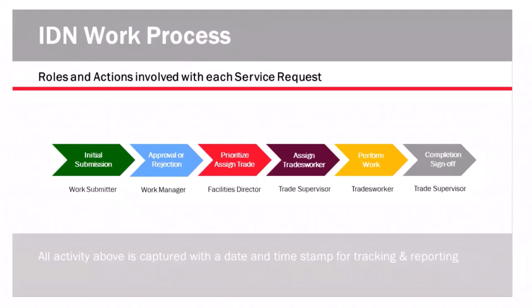So, okay, I've got a diagram here. All right, so this is the work process. You can see it's broken down into a couple of different steps with a series of different roles that are associated with each step. I'm not going to spend a lot of time on this, but basically the initial submission comes in from anybody who has the work submitter role. So this is students, and all of you are also submitters. Anybody who has a Sacred Heart email address and password would be able to submit a service request.